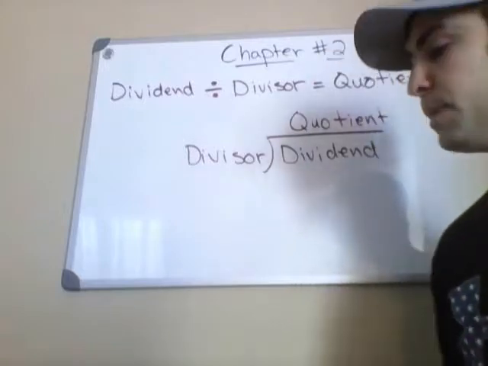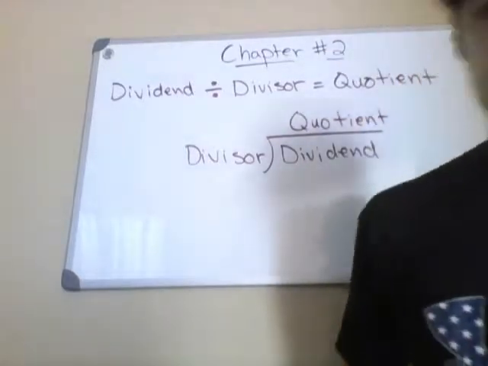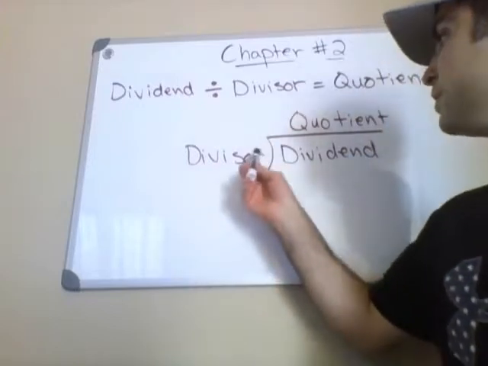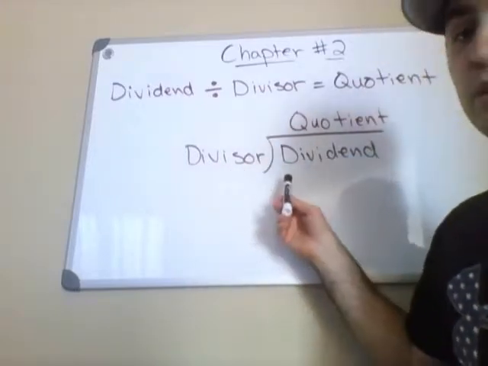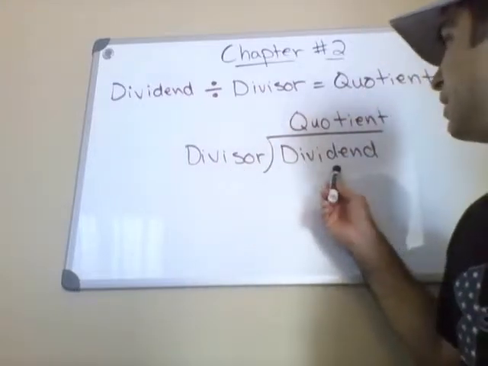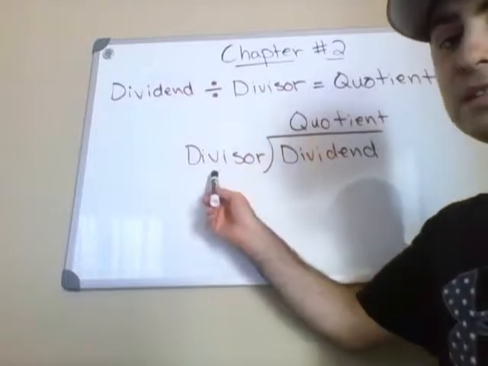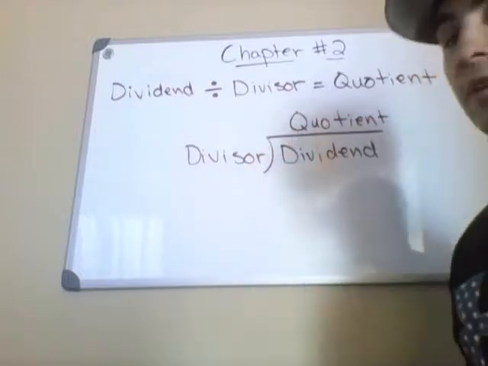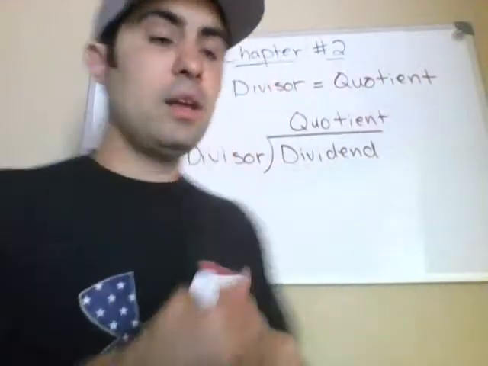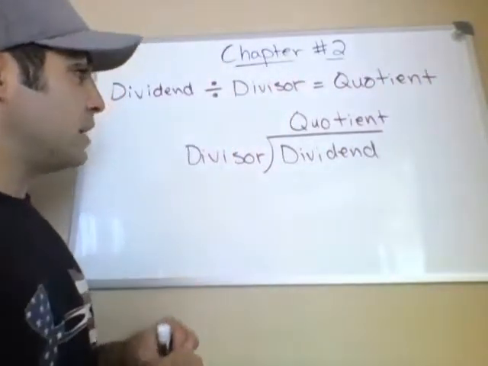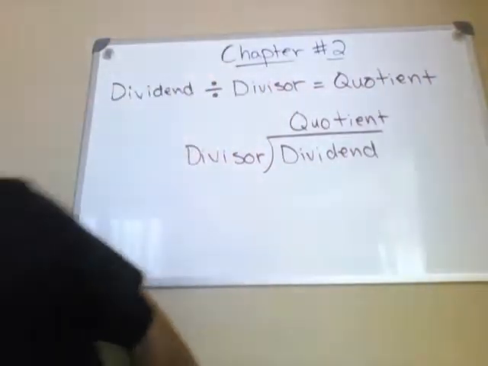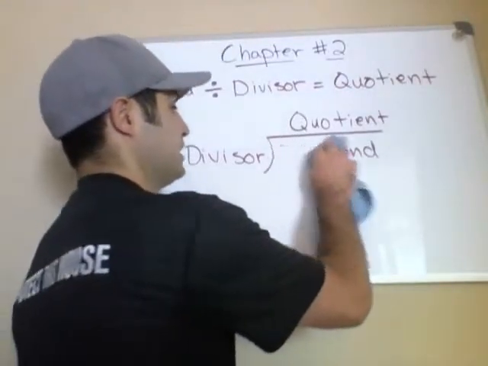When you set that up in long division form, it kind of looks like this. The number that's inside is a dividend. The number that's outside is a divisor. And then the answer, of course, is the quotient. With numbers, instead of names, it's going to look something like this.